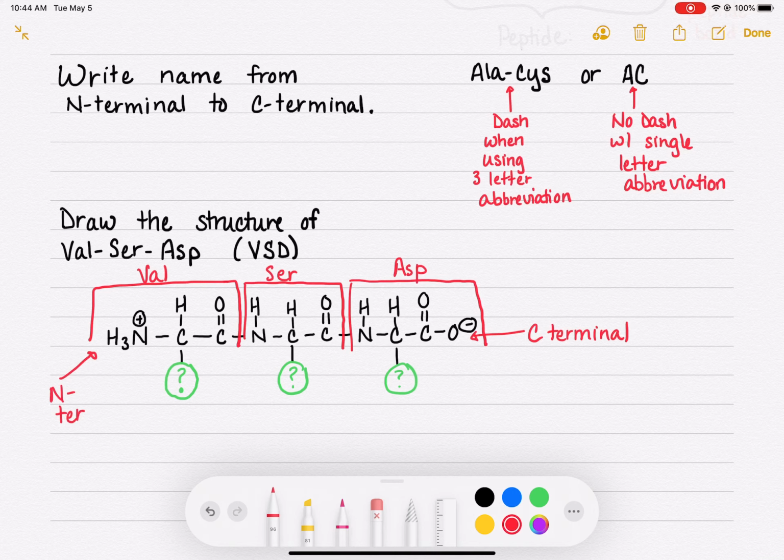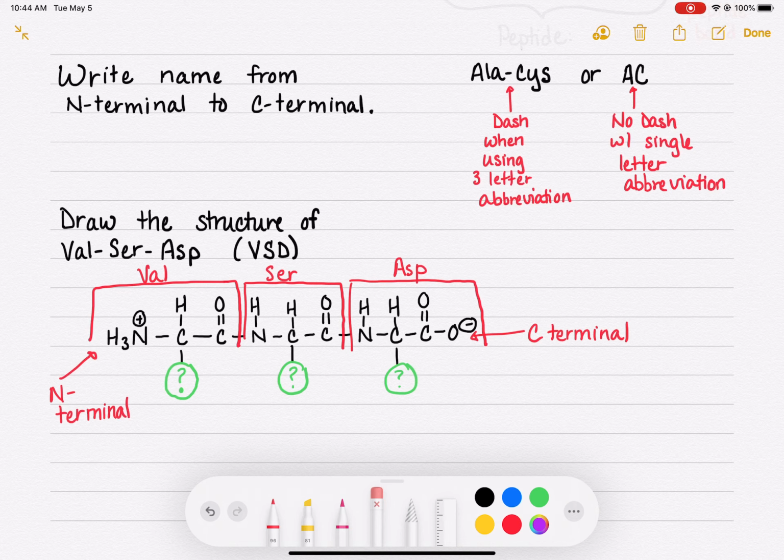When I'm drawing a peptide, I like to start by just drawing this. I want to draw the framework for as many amino acids as I'm being asked to include, 3 in this case, get the pattern down, and then I go to my table and find the structures of the R groups for each one of these amino acids.